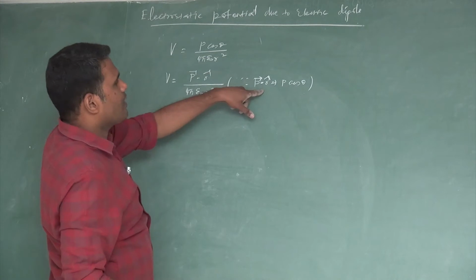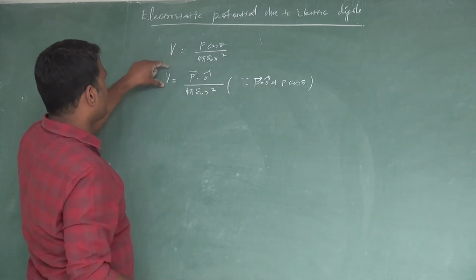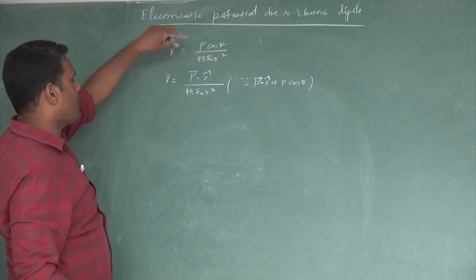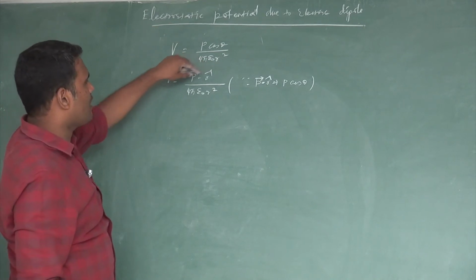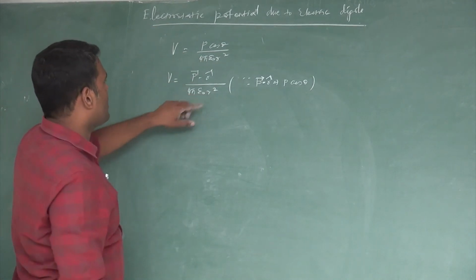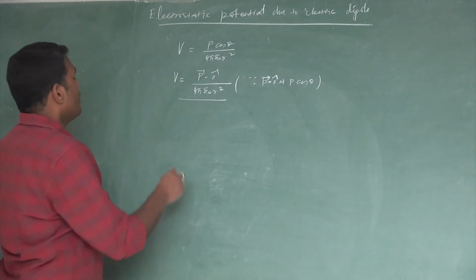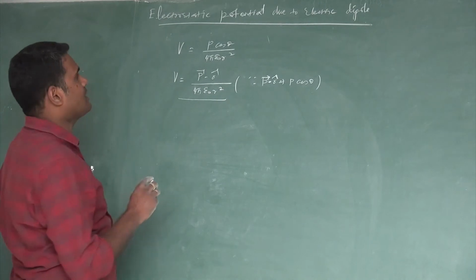So p vector dot r cap equals p cos theta. So the vector form of electric potential at a point due to a dipole is V equals p vector dot r cap divided by 4 pi epsilon naught r square. Based on this, we can speak about three special cases.